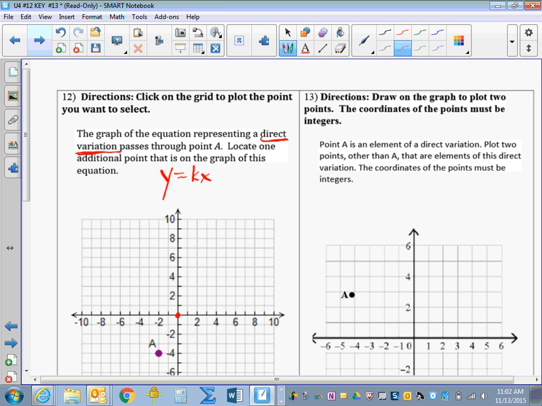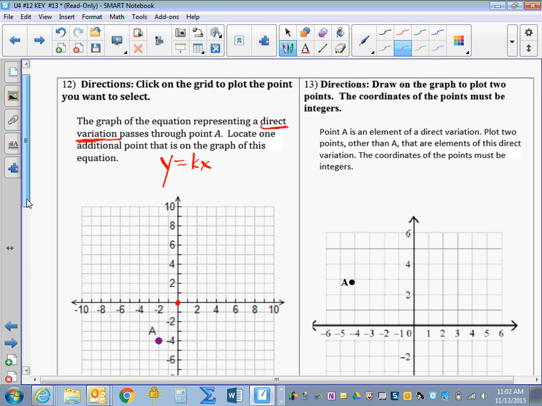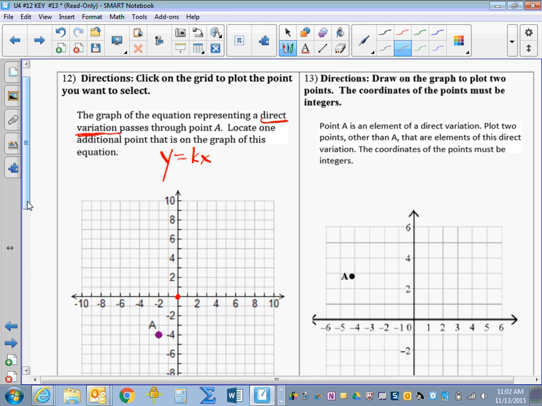The same for 13, but we have to do one more additional step for 13. Guys, this one's really important. It says draw on the graph to plot 2 points. So now we have to plot 2 points.